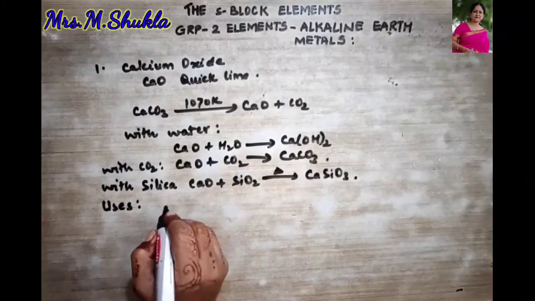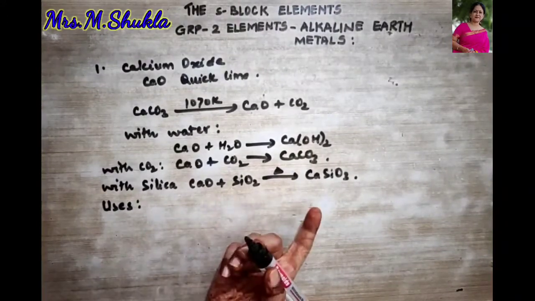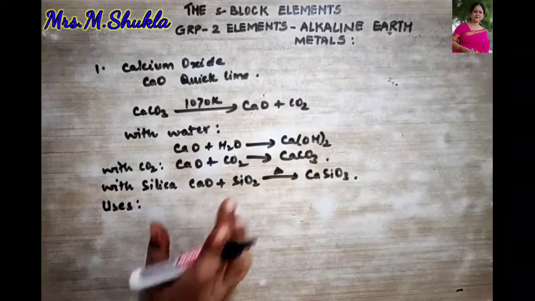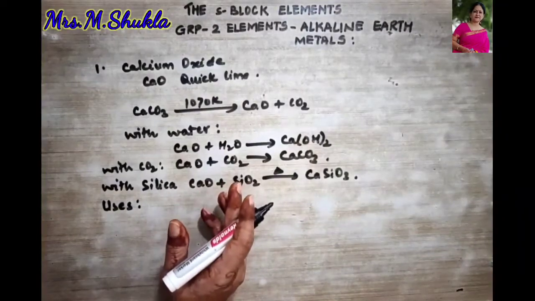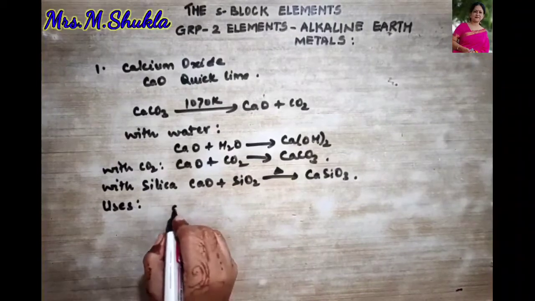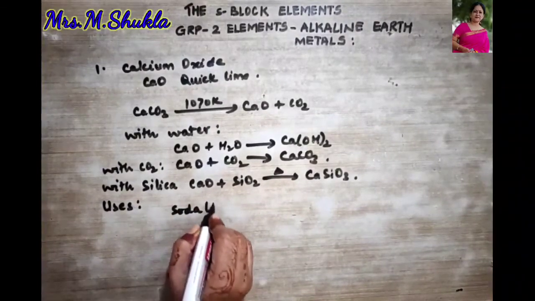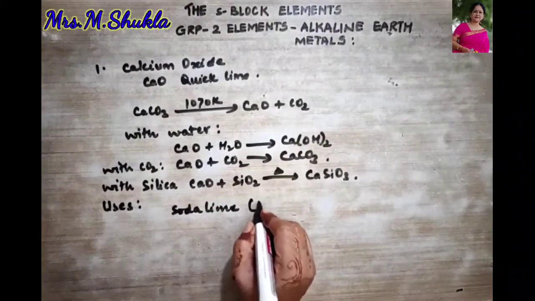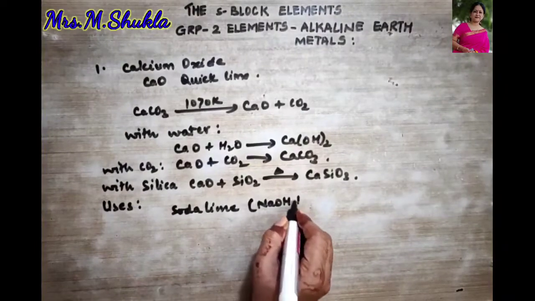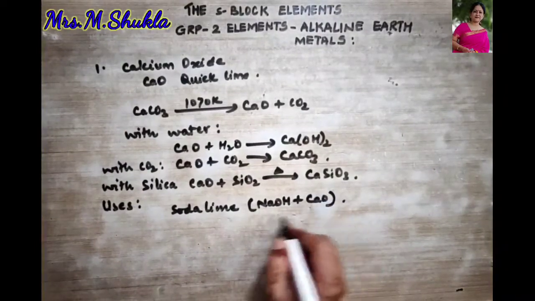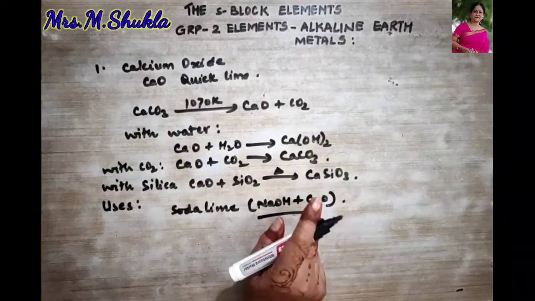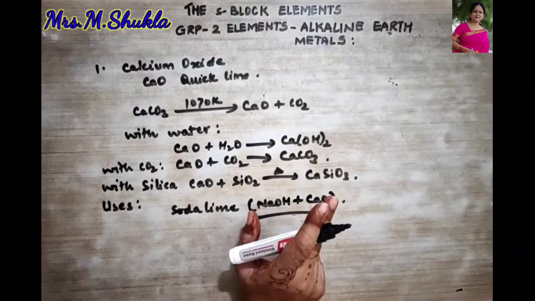Now let's talk about some of its uses. It is used in the manufacture of cement and glasses, in the purification of cane juice in the sugar industries. It is also used for making soda lime. If you remember, soda lime is the mixture of NaOH plus CaO. It is used in the decarboxylation of carboxylic acids.